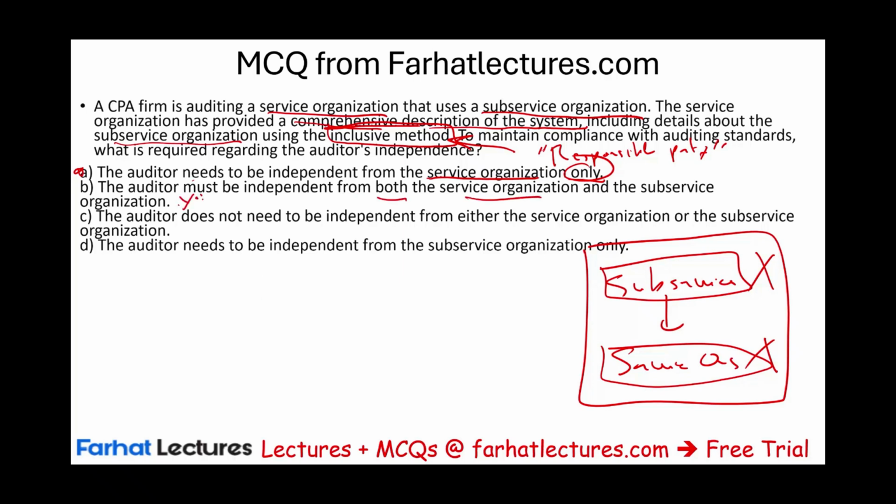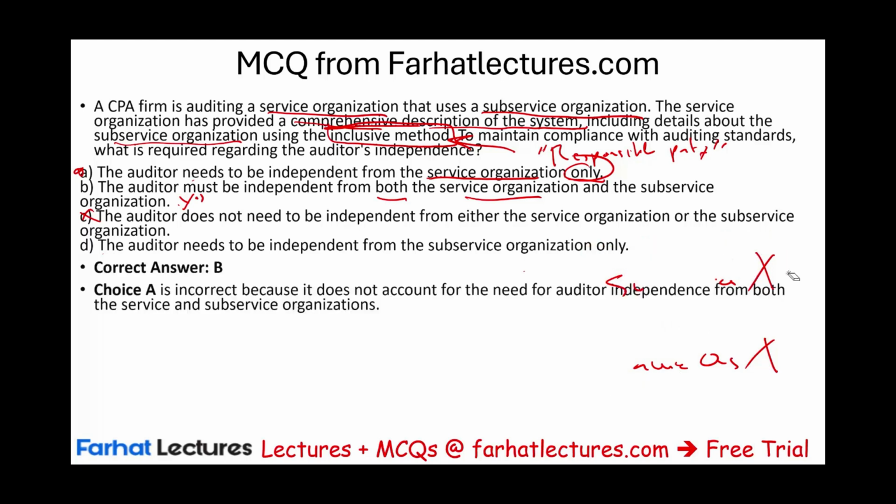I would say yes. Between A and B, I can take out A. The auditor does not need to be independent? Let's not keep reading. They have to be independent. It's an attestation engagement. The auditor needs to be independent from the subservice organization only? No. The subservice organization is a responsible party now, just like the service organization. Therefore, you have to be independent from both.